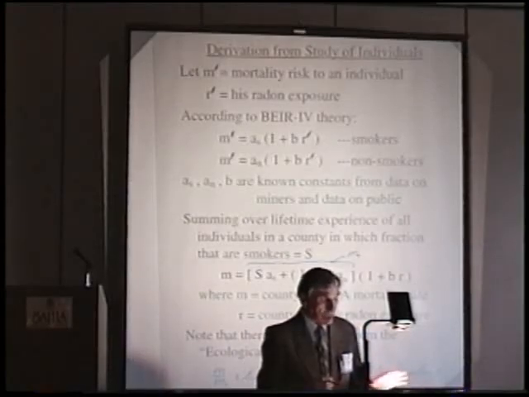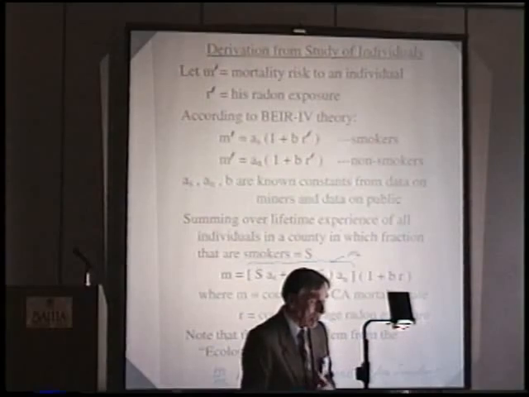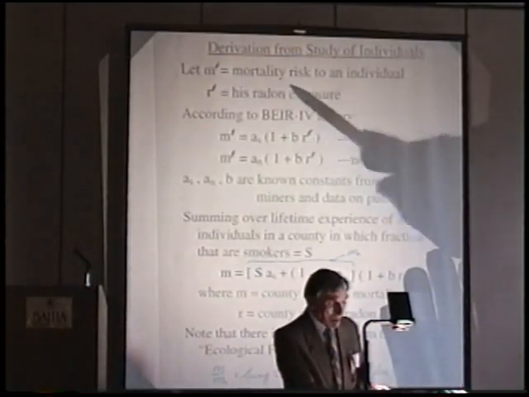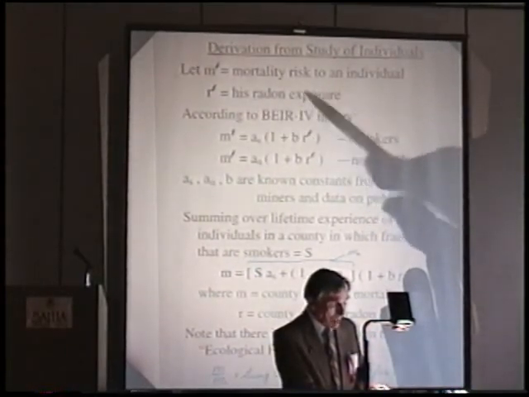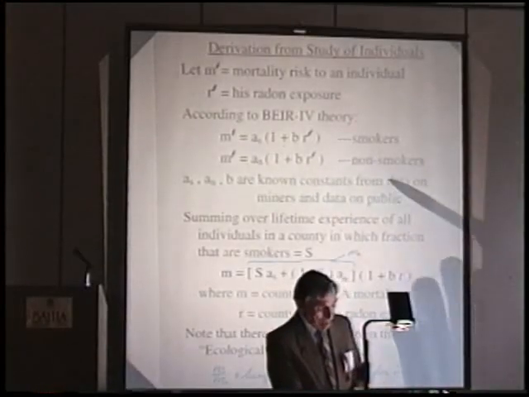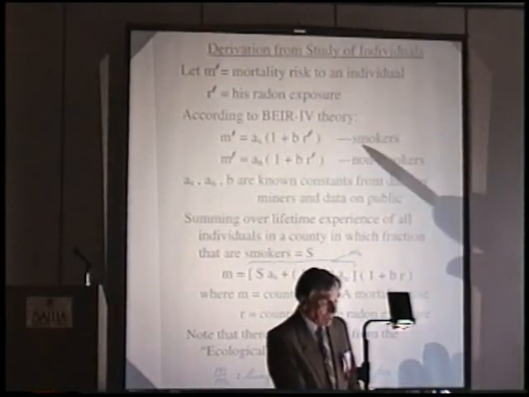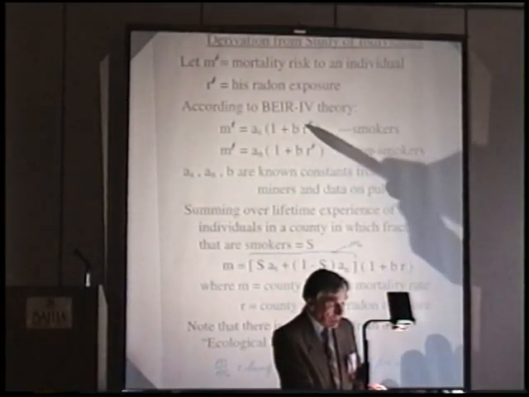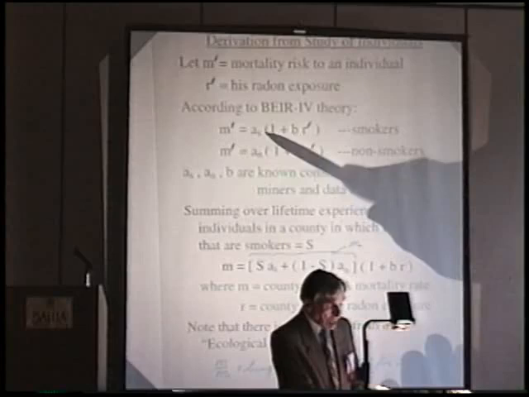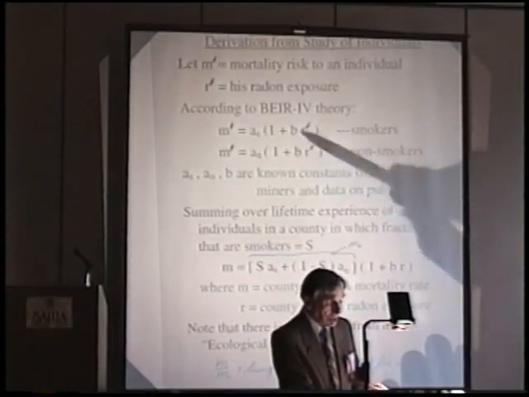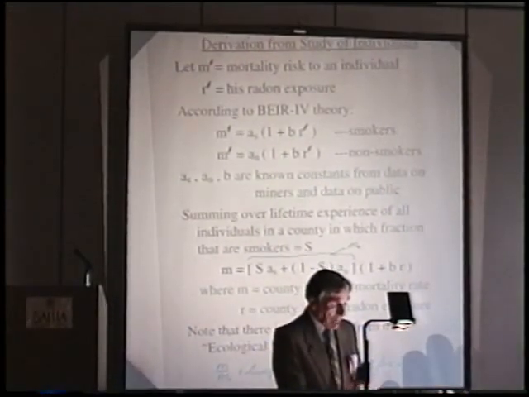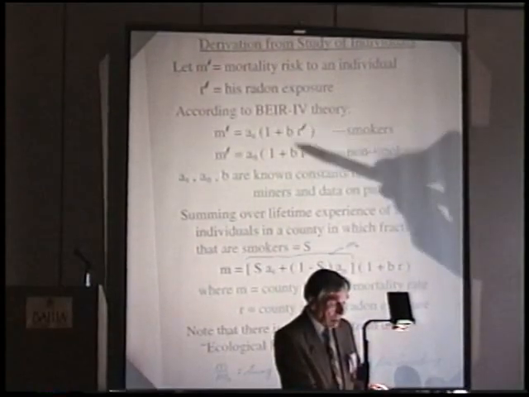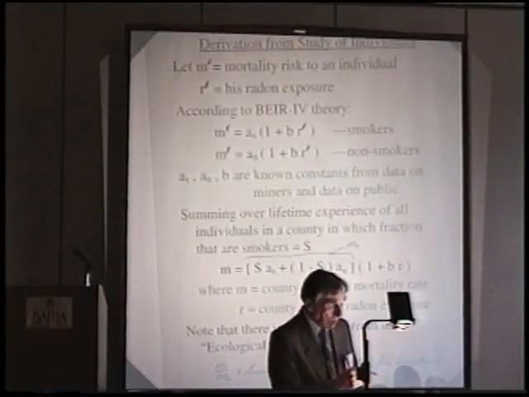Now, this is the only transparency I have that looks like mathematics on it. So if you don't want to look at it, you can sort of close your eyes for a second. Let M prime be the mortality risk to an individual, and R prime be his radon exposure. Then you have the risk to various individuals. It's different if you're a smoker or non-smoker, according to accepted theories, where A sub n is for non-smokers, A sub s is for smokers, and B is the additional risk from radon. They're known constants: B is obtained from high dose data, and the A's are obtained from the general population.